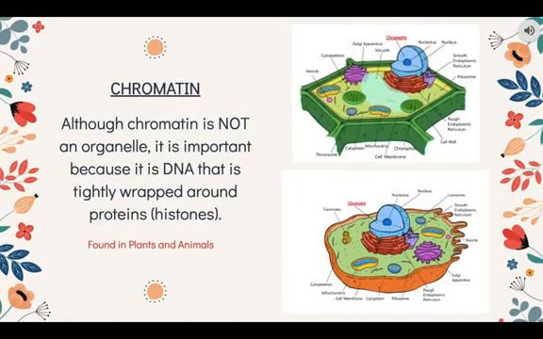The next structure you should know is called chromatin. Although chromatin is not an organelle, it is important because it is DNA that is tightly wrapped around proteins. These proteins are called histone proteins. Chromatin is found in both plant cells and animal cells because genetic material is required in both types of cells.